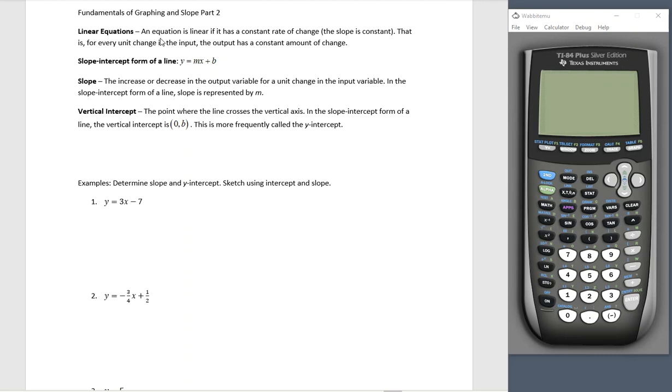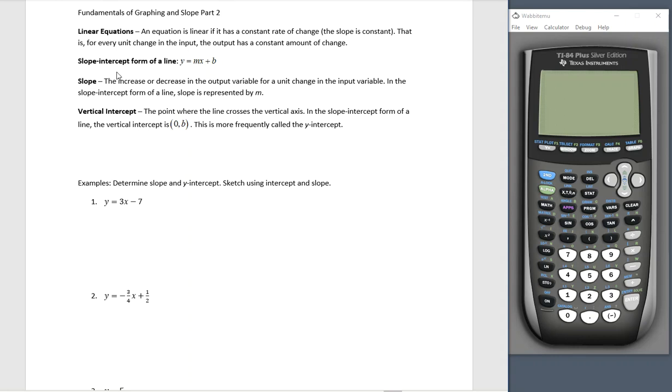Linear equations. An equation is linear if it has a constant rate of change, so the slope is constant. That is, for every unit change in the input, the output has a constant amount of change. And we'll look at that in detail. There are many different ways we could write the equation of a line, and the slope-intercept form looks like this: y equals mx plus b, the m being the slope, the b being the intercept.